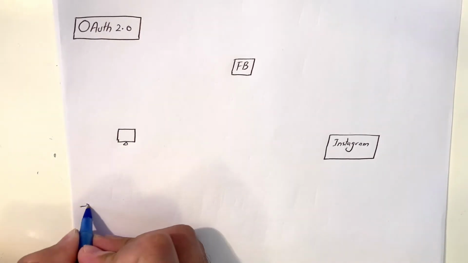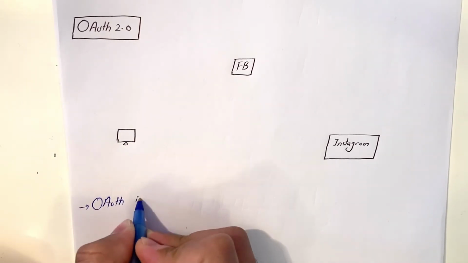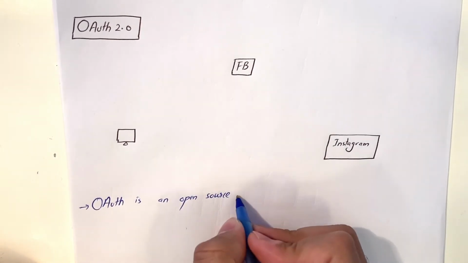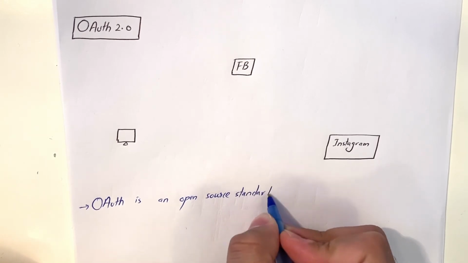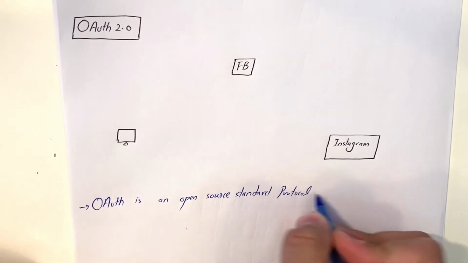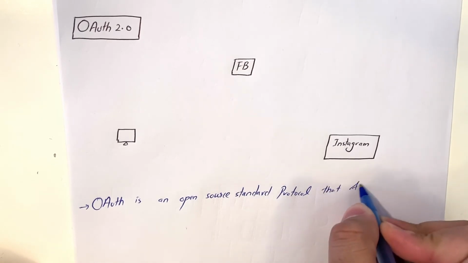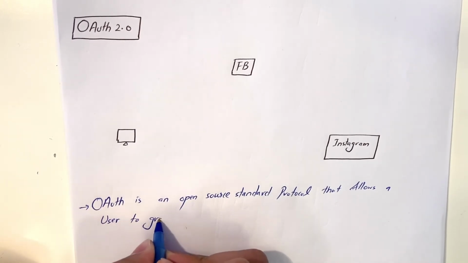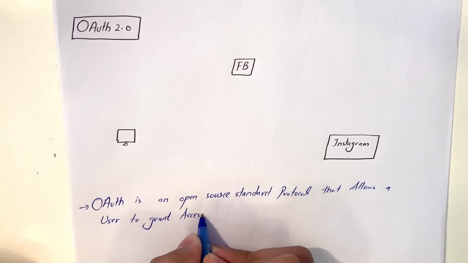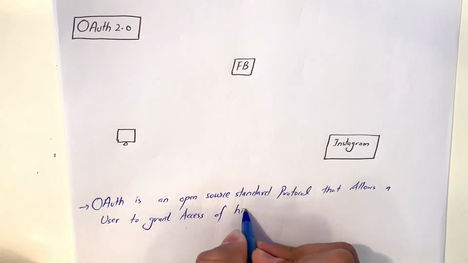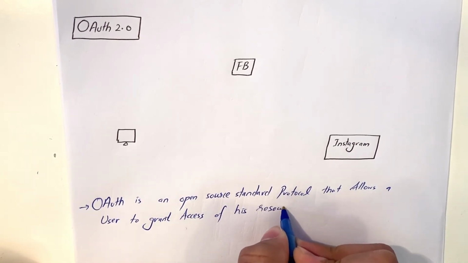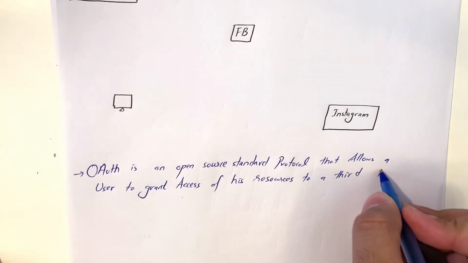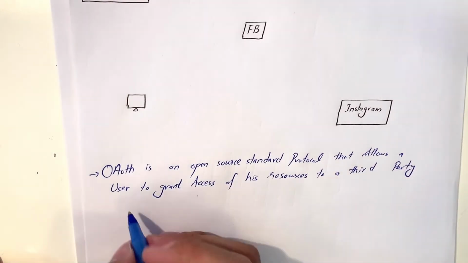So OAuth is an open source standard protocol that allows a user to grant access to his resources to a third party without sharing the credentials.